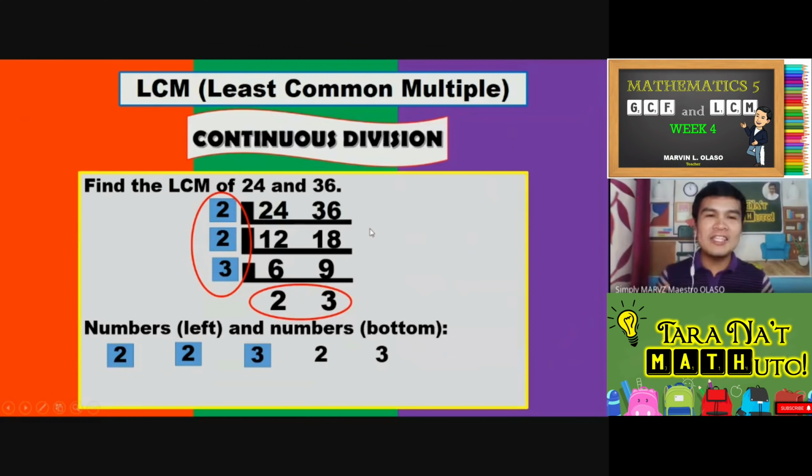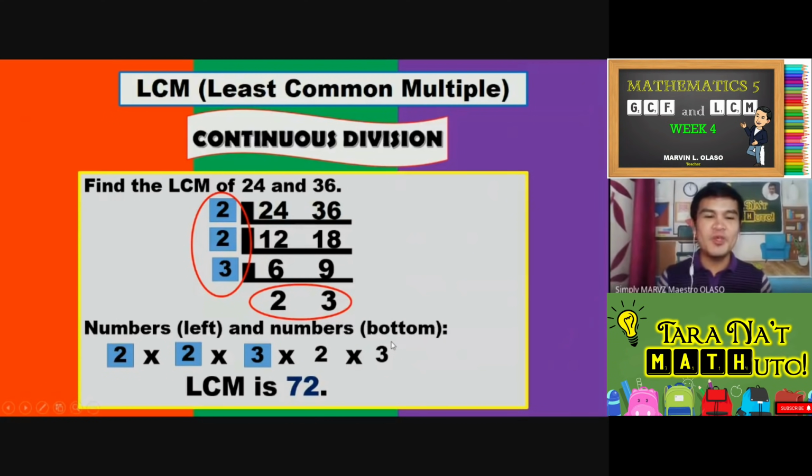So, the last step is to get now the LCM by multiplying now all the given factors or numbers. Okay? So, 2 times 2, we have 4. Times 3, we have 12. Times 2, we have 24. Times 3 equals 72. So we have the LCM of 24 and 36 equals 72.